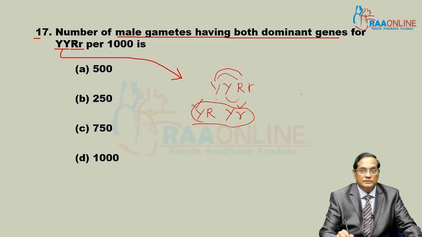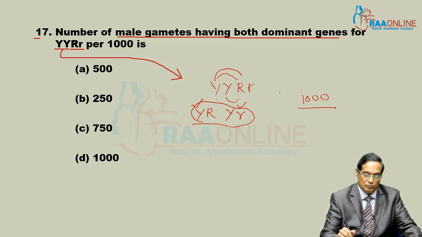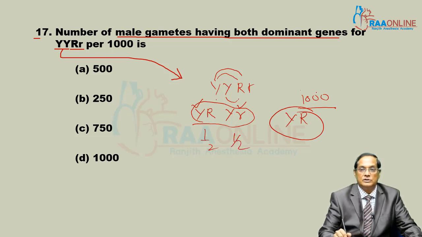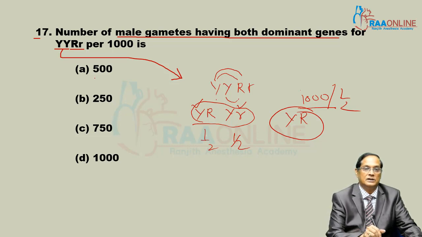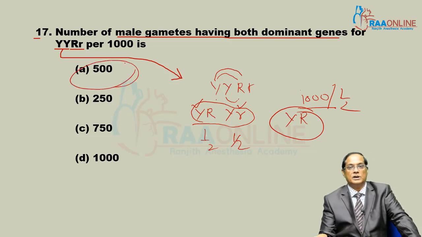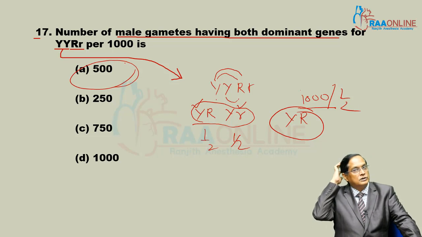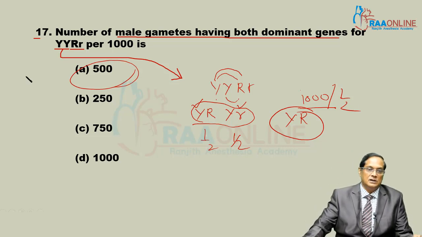So if 1000 is given, then the probability of both dominant, that is capital Y and capital R, is obtained in a 1 by 2 manner. So divide by 1 by 2, you will get the answer 500. This is the correct answer. Number of male gametes having both the dominant.